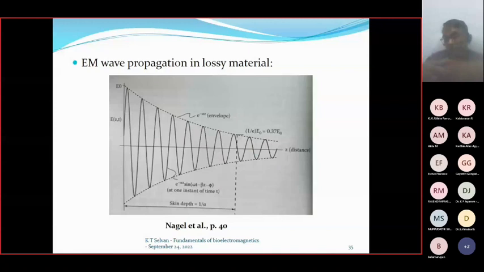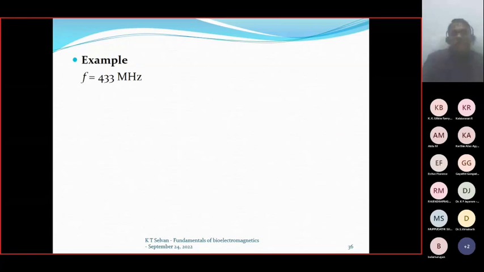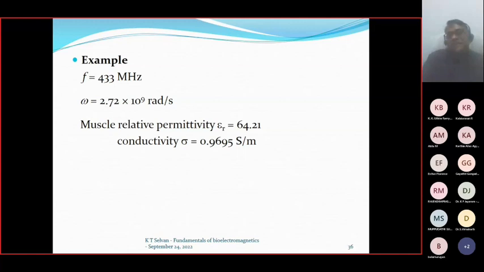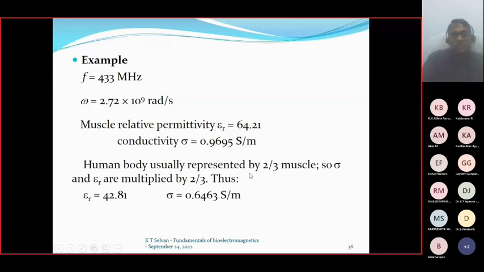And one very quick example, we can just look at 433 megahertz, and omega is straight away 2 pi into 433 megahertz. And here, muscle relative permittivity has been estimated as 64.21 for human biological systems, and conductivity is 0.9695 Siemens per meter. When we model the human body, it is usually represented by 2/3 of muscle. Therefore, sigma and epsilon are multiplied by 2/3. Therefore, we get these figures. And alpha can be calculated to be 17.85 nepers per meter.